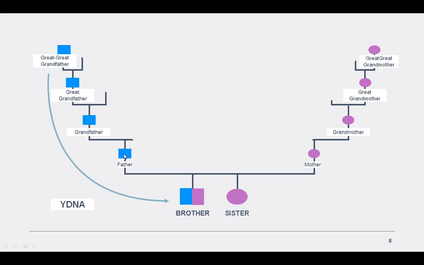He inherited his Y chromosome from his dad, who inherited it from his dad, who inherited it from his dad, who inherited it from his dad. Now, of course, a male passes down his Y chromosome to all of his male children.